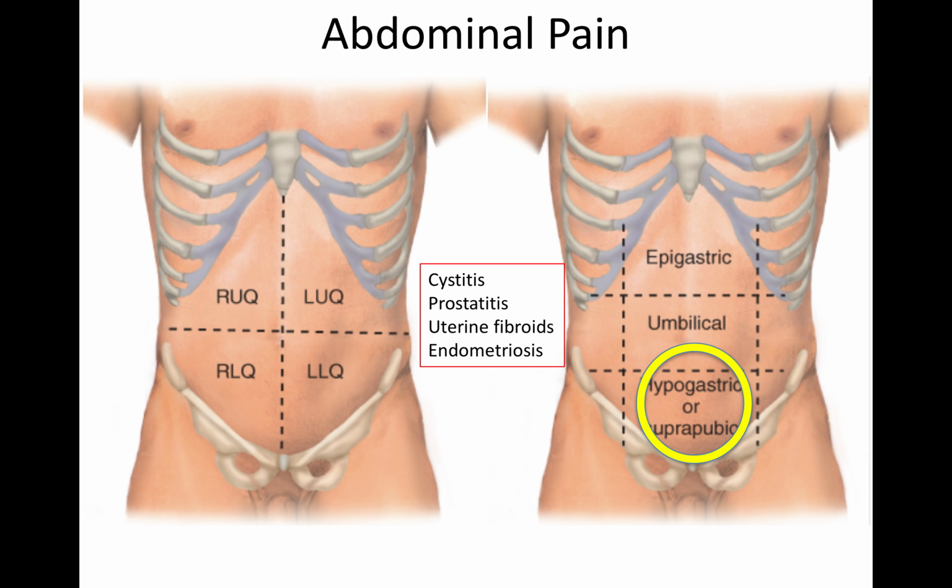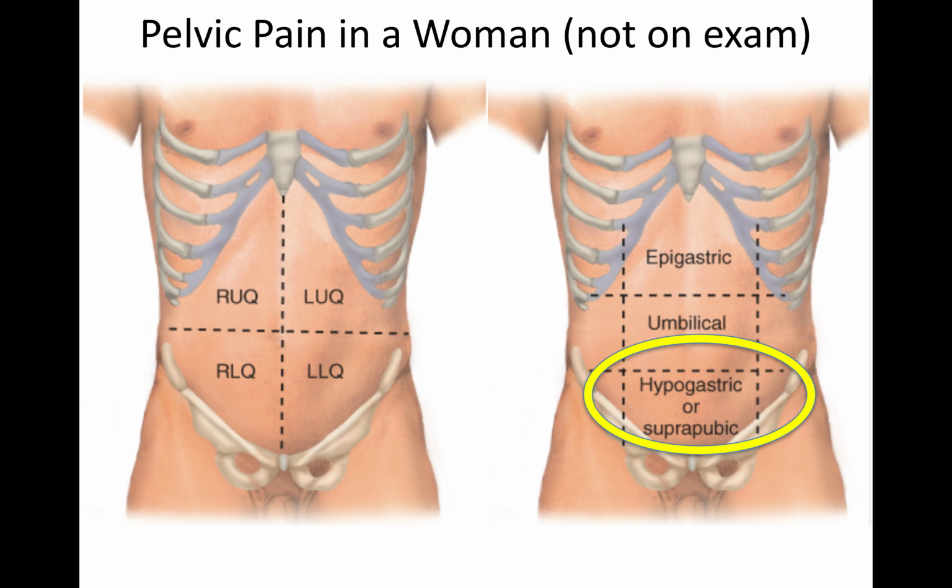And then think about the hypogastric or suprapubic area, the bladder, someone who has cystitis, prostatitis in a man, uterine fibroids or endometriosis in a woman. And then pelvic pain in a woman, I apologize for not using an illustration of a woman. I should have done that.